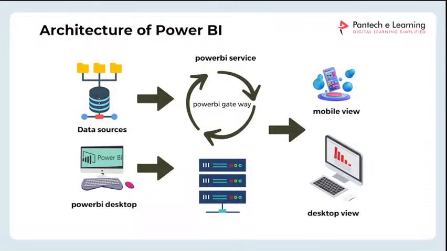So we have two options: one is the desktop application, another one is the online application. The viewpoint is different. Two types of view are available: one is a mobile view, another one is a desktop view. In the mobile view, we just see the particular output, but we cannot work with it. Mobile view means we just see the plotting and the details present in the plot. We can change that.